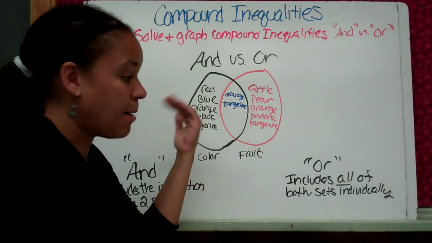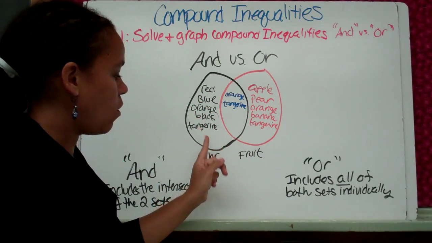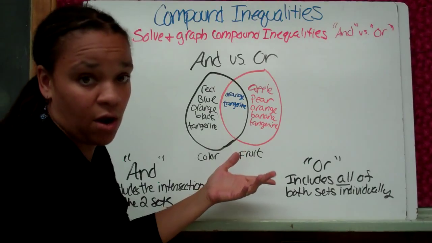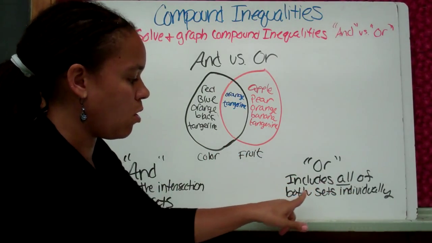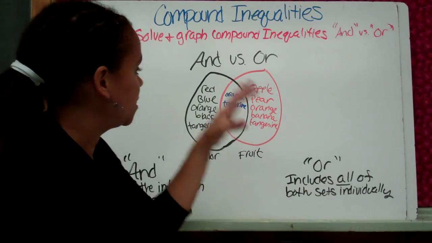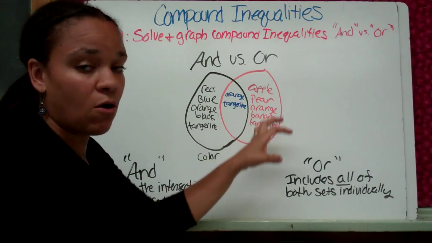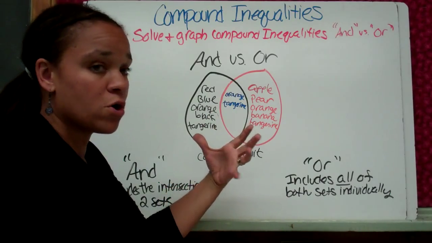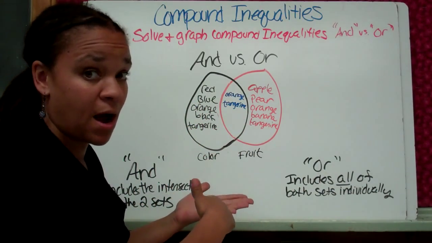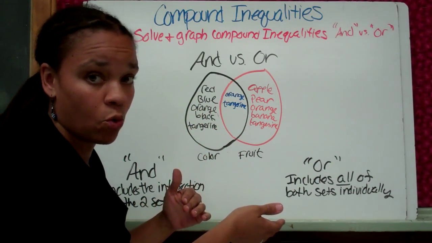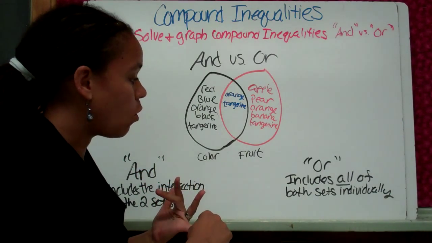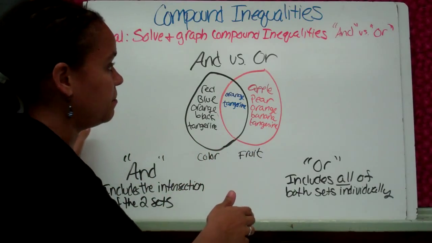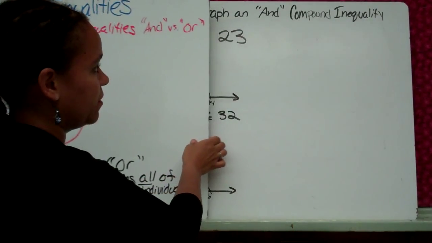The "or," I'm talking about color or fruit. I don't care if it's a color or a fruit, I want to include them all. So this includes all of both sets individually. So I have all of my colors and all of my fruit. So "or" is going to include all of those because I don't mind which one it is as long as it's one or the other. So "and" is intersection, "or" is going to include all of them. So let's look at some examples.